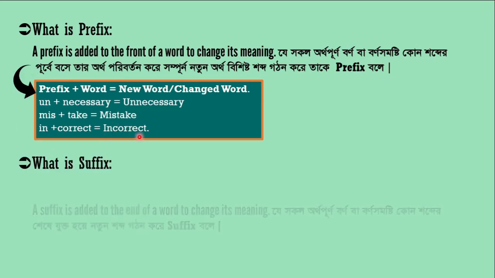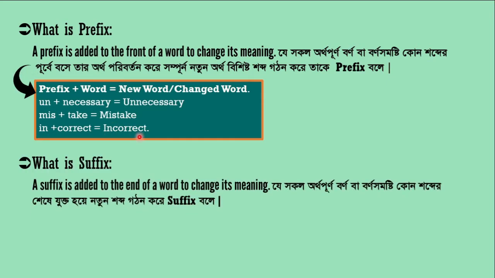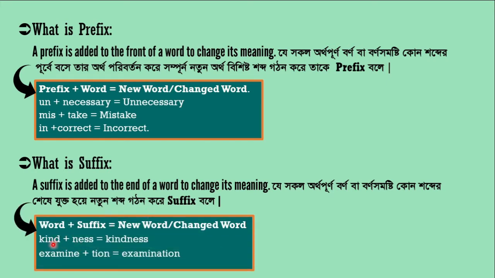So what is a suffix? A suffix is added to the end of a word to change its meaning. That means যে সকল অর্থপূর্ণ বর্ণ বা বর্ণ সমষ্টি কোন শব্দের শেষে যুক্ত হয় এবং নতুন শব্দ গঠন করে তাকে suffix বলে. For example, the word kind, আমরা যদি ness পরে যুক্ত করি new word will be kindness. Examine এর সাথে ation যুক্ত করলে নতুন ওয়ার্ড আমরা পাবো examination.